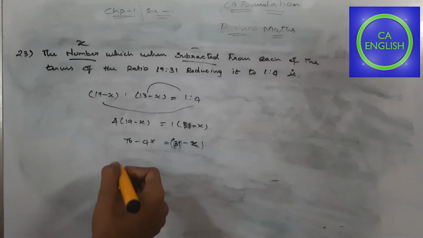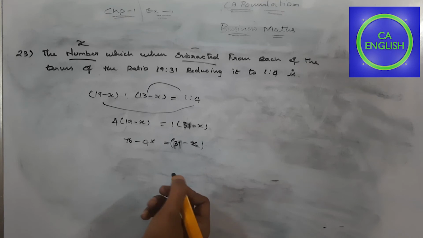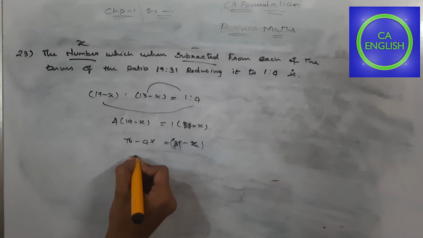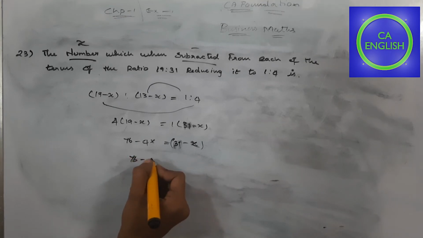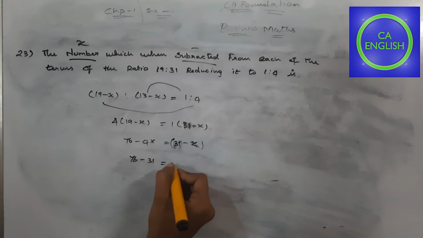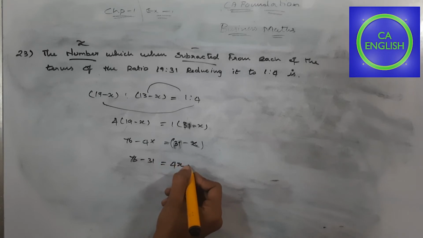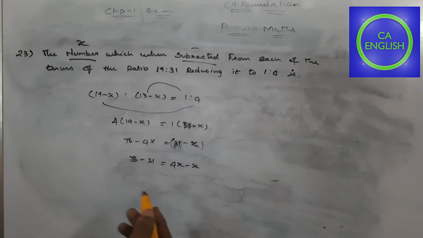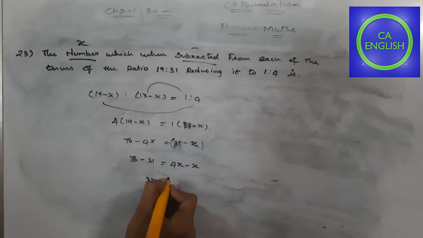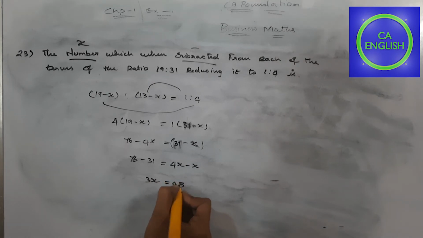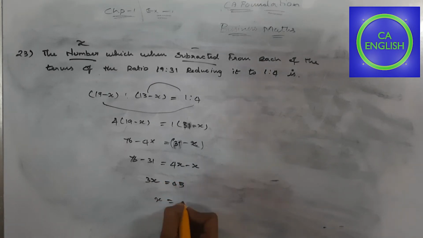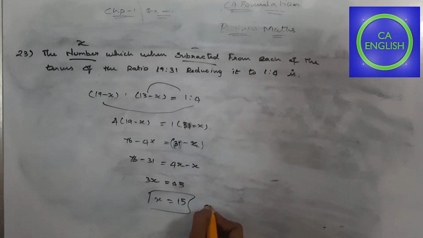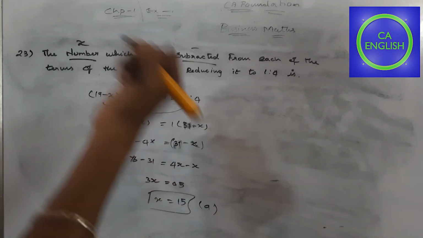Just bring the variables to one side and constants to one side. 76 minus 31 equal to 4x minus x. Here it is in negative sign, on the opposite side it will be positive sign. Therefore 3x is equal to 45. Therefore x is equal to 15. Option A. That's all.